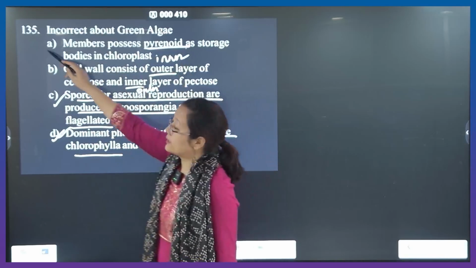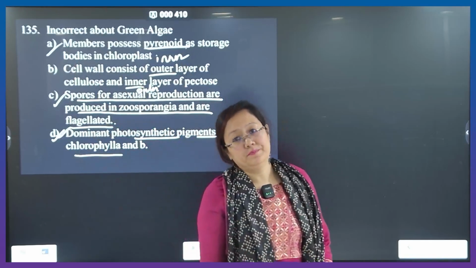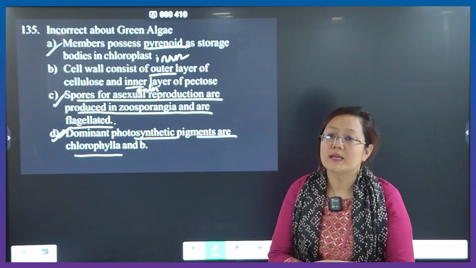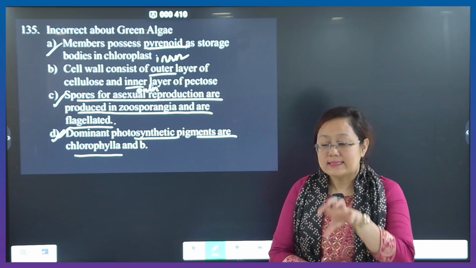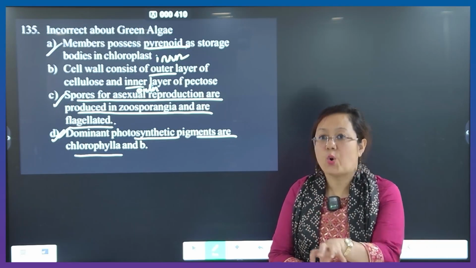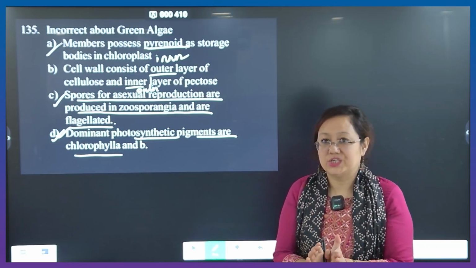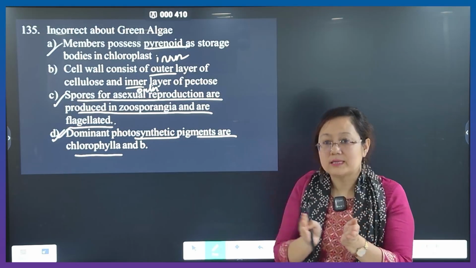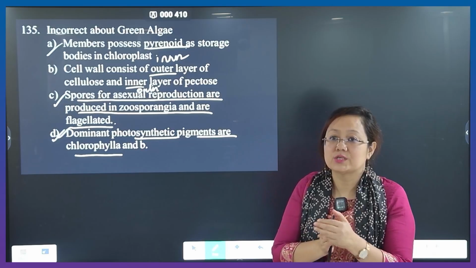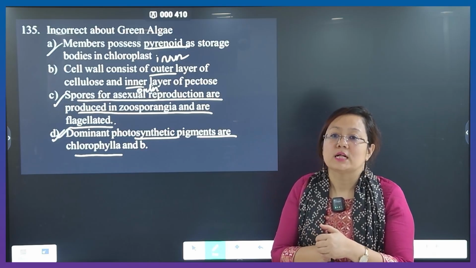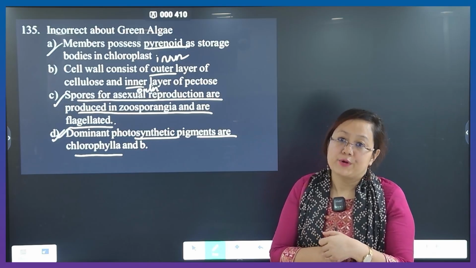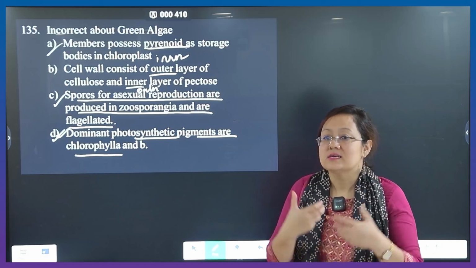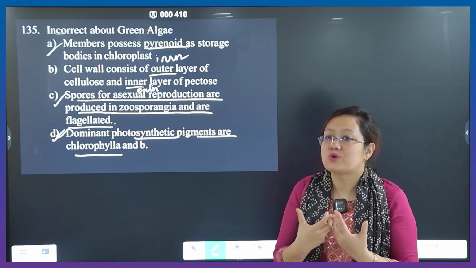Pyrenoid is also correct. Pyrenoid is a structure which is present inside the chloroplast and is found mainly in the case of green algae. It has a proteinaceous core surrounded by a starch sheath. The function of pyrenoid is storage of starch and starch synthesis. Starch synthesis will happen, starch storage will also happen.